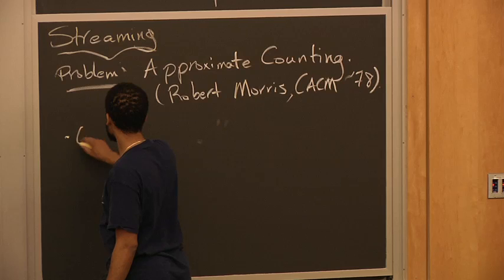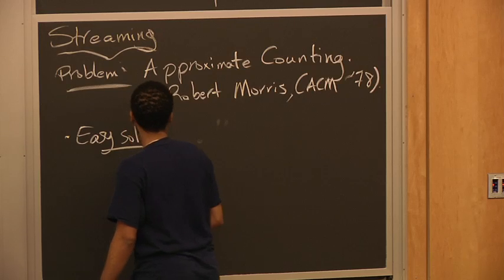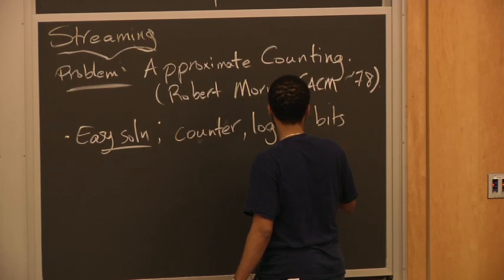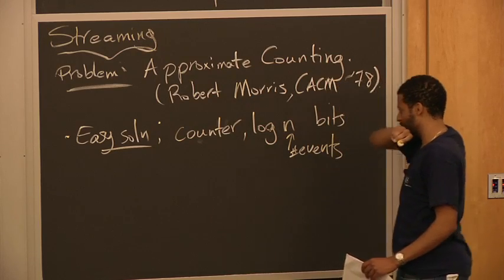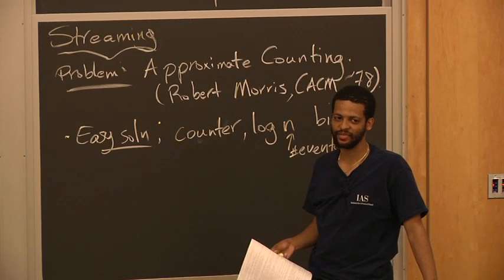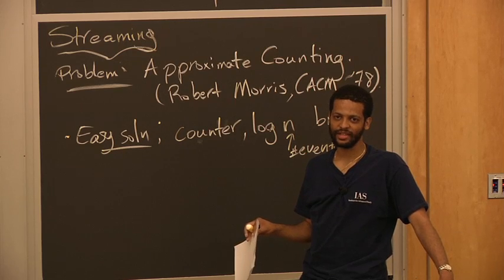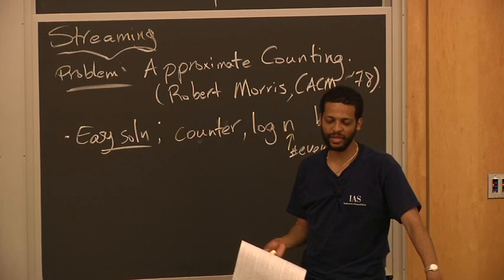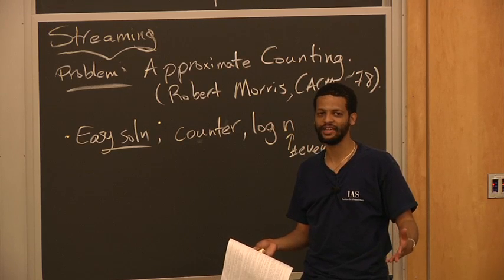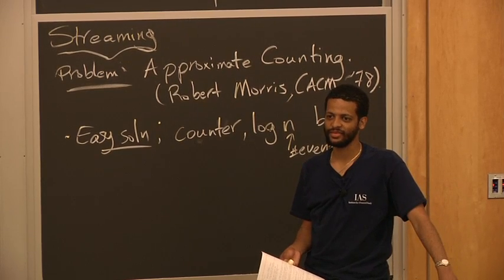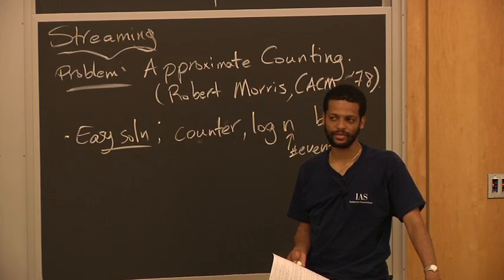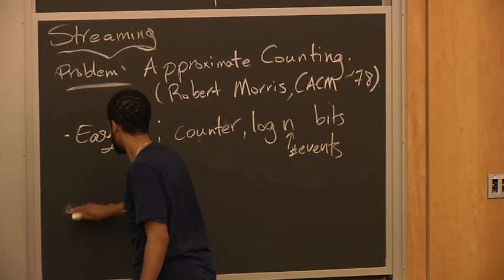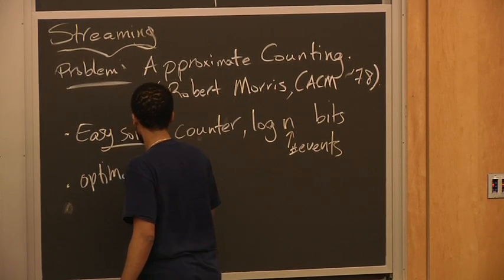So, easy solution is a counter, log n bits, where n is the number of events. Again, you can't beat this with an exact solution just because of the pigeonhole principle. If you're using less than log n bits, let's say you're using t bits. There are only 2 to the t bit strings, which by the pigeonhole principle means that there are 2 distinct numbers between 0 and n which are getting mapped to the same state of your algorithm. So on one of those, you're wrong. But yes, as you were pointing out, if it's approximate counting, this is optimal for exact counting.